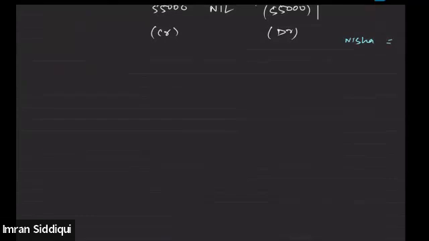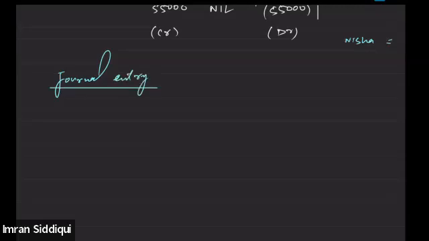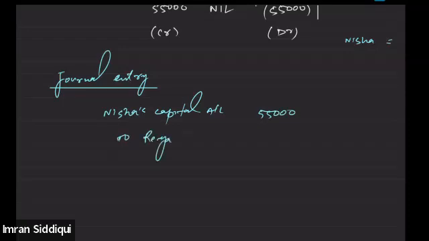So the journal entry for the same should be: Nisha's capital account will be debited by 55,000 to Ria's capital account.